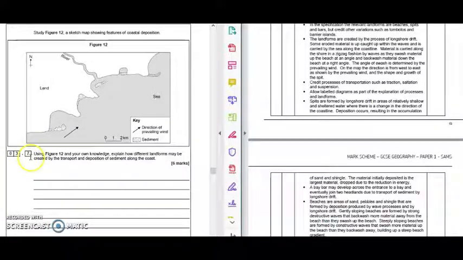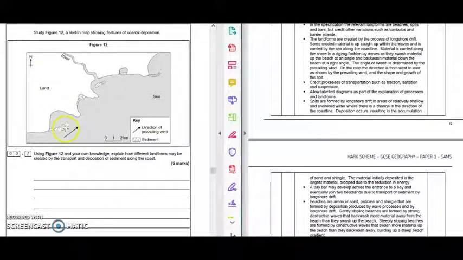3.7. Using figure 12 and your own knowledge, explain how different landforms may be created by the transport and deposition of sediment along the coast. So just got to describe and explain how coastal features are formed. So in terms of figure 12, we need to be sort of naming the things that we can see and maybe using compass points and the scale at a bit more detail.